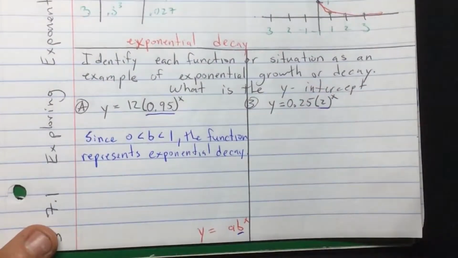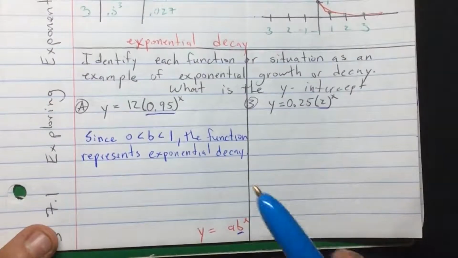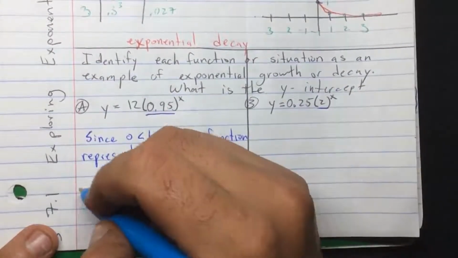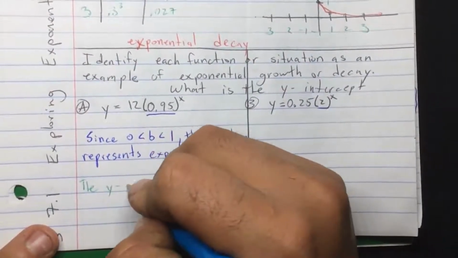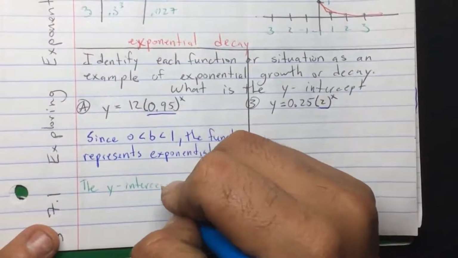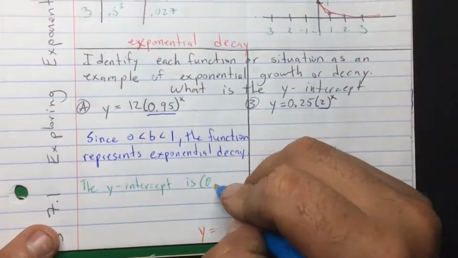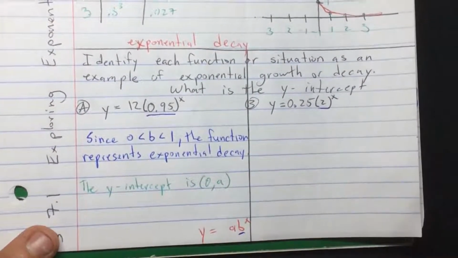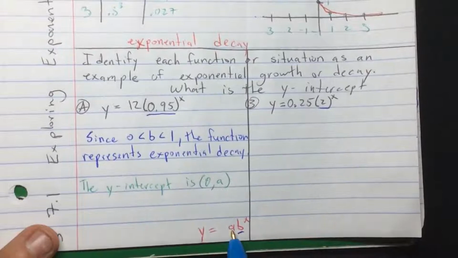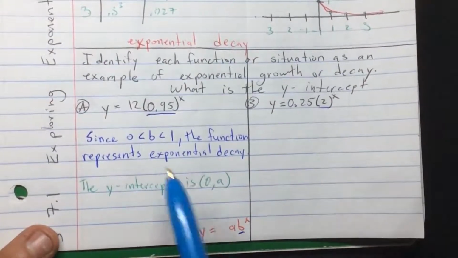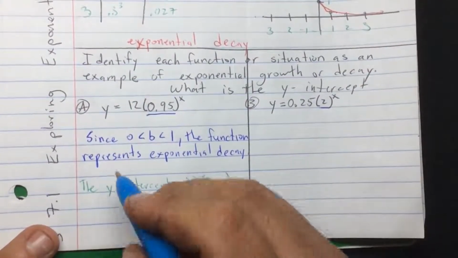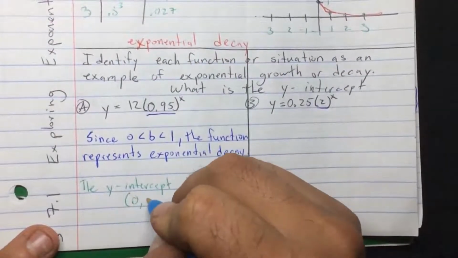Okay, and now we need to find the y-intercept. The y-intercept is basically 0 and then whatever a is. Remember, if we look at a, b, x, this a here is 12, so our y-intercept is going to be equal to (0, 12).